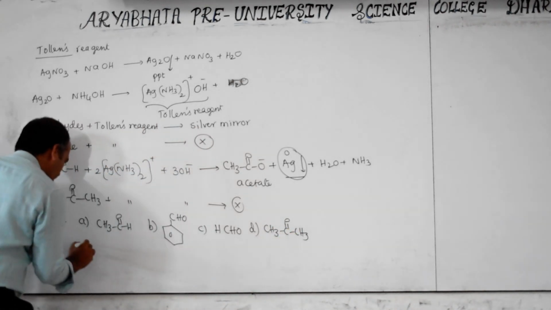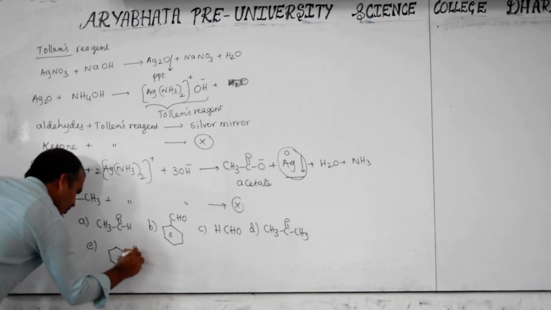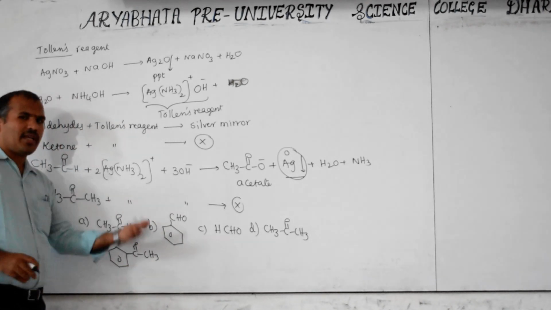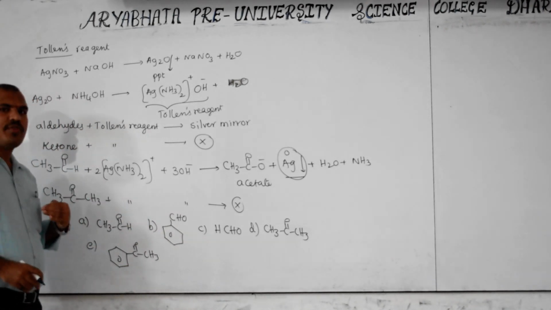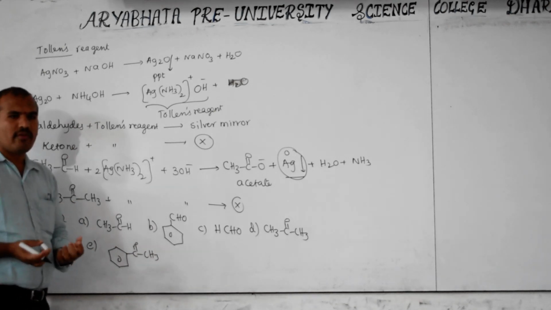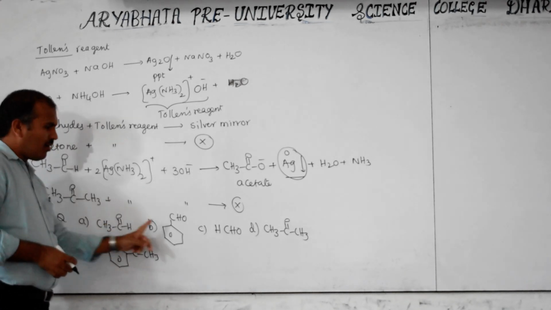If you want one more option, E, that is acetophenone. Like so many options I can give. In that question, which of the following gives a positive Tollens test? Then how to identify? Find out the aldehyde or ketone. Which is aldehyde? This aldehyde, aldehyde, aldehyde.